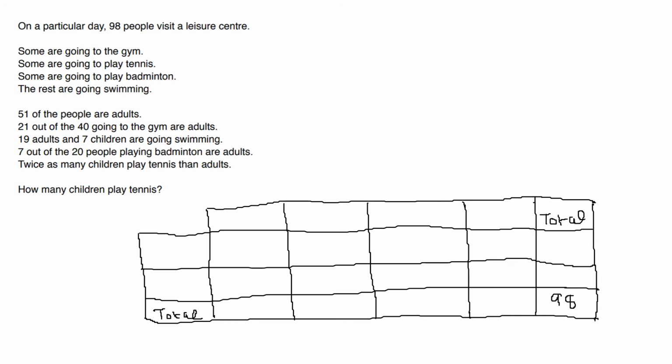51 of the people are adults, and there are also some children. So that's why I have two columns here. I've got one for adults and one for children. If you get a question like this and you decide to use a two-way table, have a really good look at it and work out how many columns you need before you start.